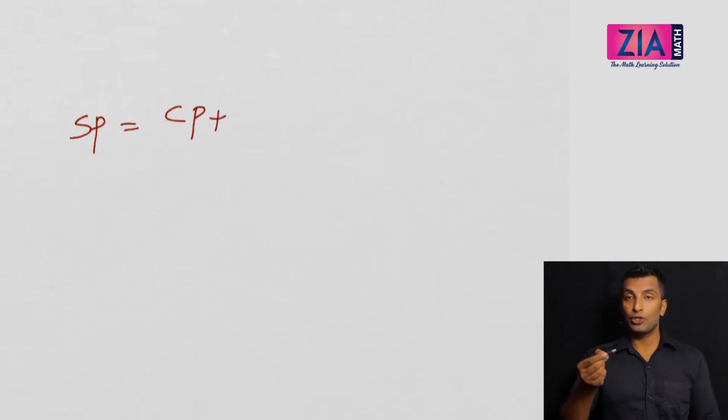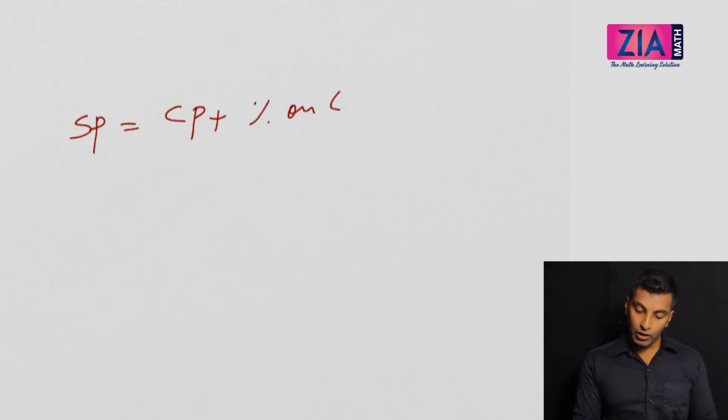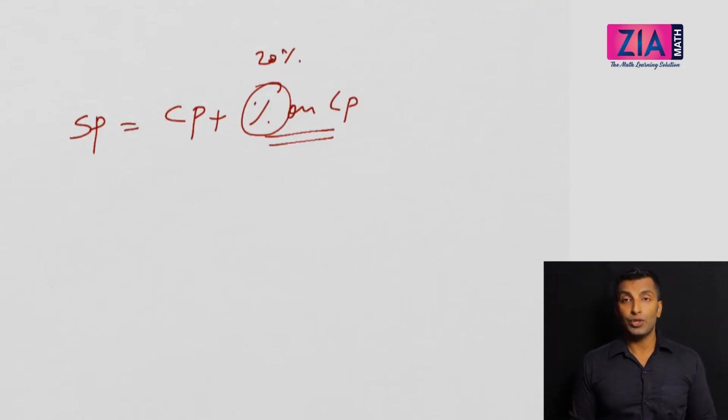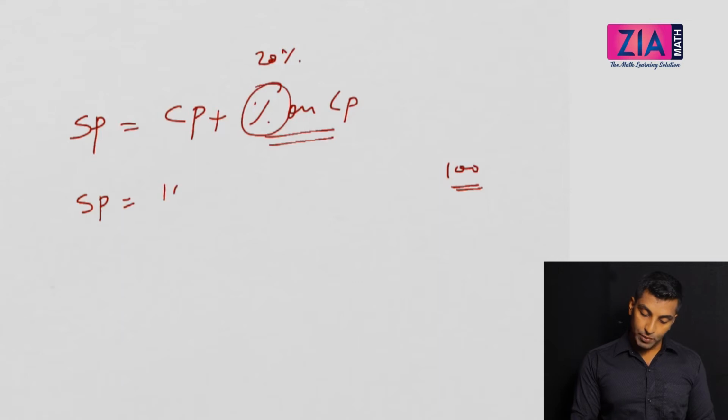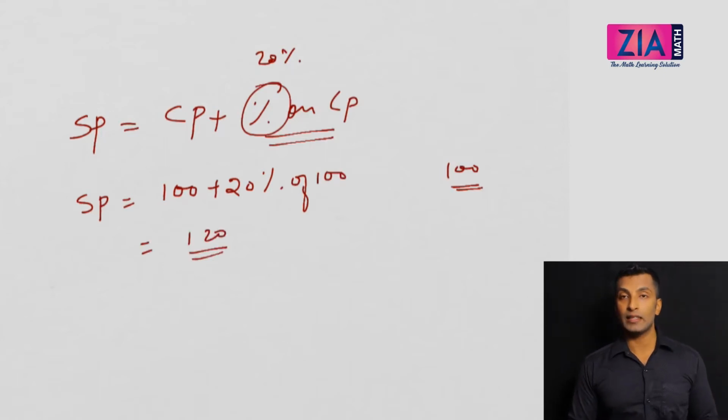In another way, how can you understand the selling price? Selling price is equal to cost price plus profit, right? Profit is actually a percentage on the cost price. In some cases you will be given this percentage. Let's suppose 20% on cost price. So cost price is 100 rupees and I am getting 20% profit. That means selling price will be cost price, which is 100, plus 20% of 100, that means 120. So selling price is 120.